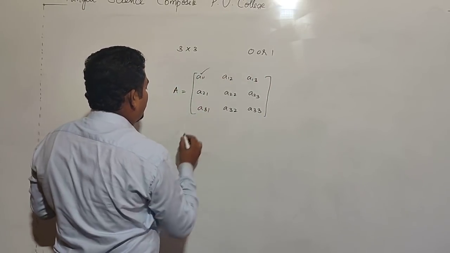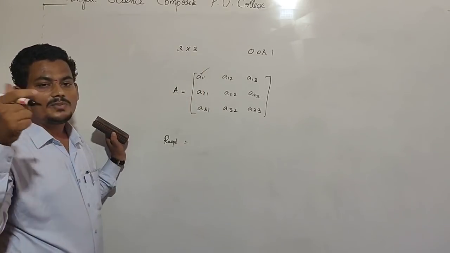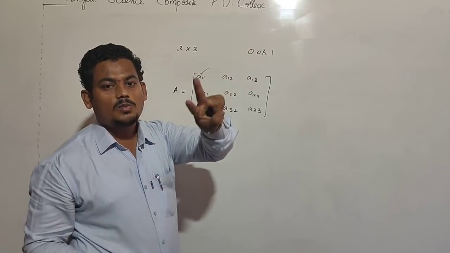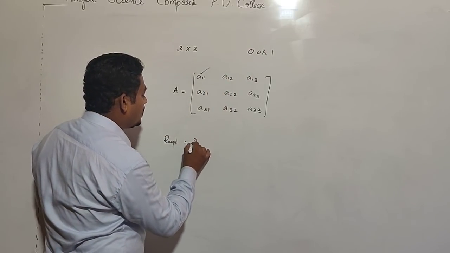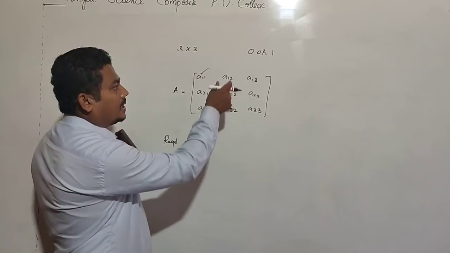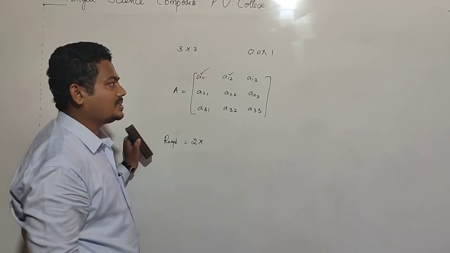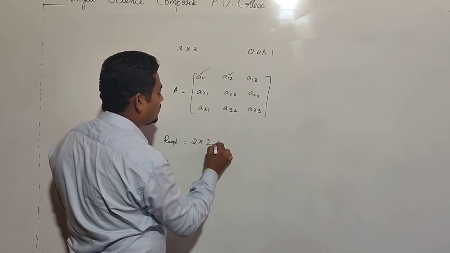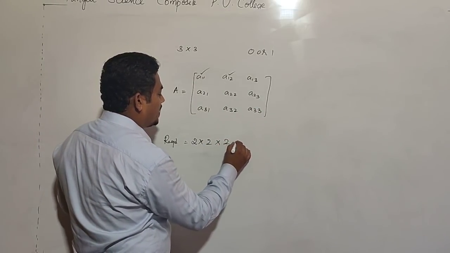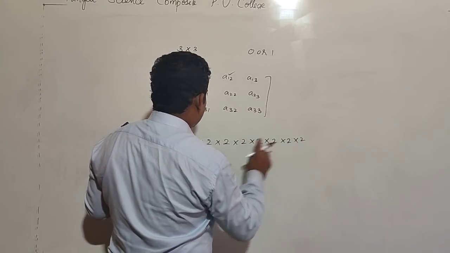For element A11, how many possibilities are there? In place of A11, we can put either 0 or 1. Only 2 possibilities. And means multiplication. Next, for element A12, what are the possibilities? Again the same, either 0 or 1, 2 possibilities. Similarly, for each element there are 2 possibilities. Such 9 elements, so 2 into 2 into 2 into 2 into 2 into 2.